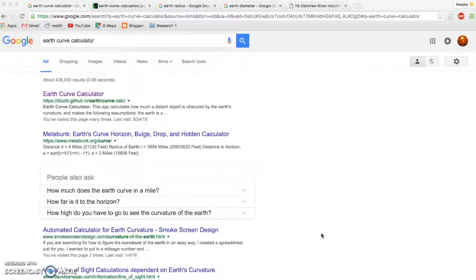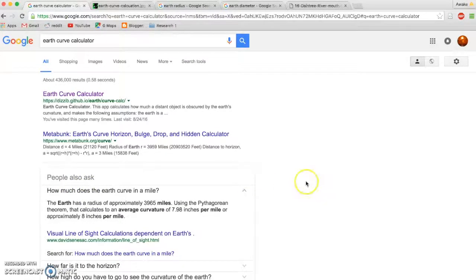One of the first things that we need to do is get on the same page about curvature and what the correct formula is for calculating the curvature of the earth. So you can see here I've put in Earth Curve Calculator, and this one right here is my favorite calculator. It's very useful and it's very accurate. But I want to show you some misinformation that's out there. And under this, people ask, how much does the Earth curve in a mile? This is where most people get stuck.